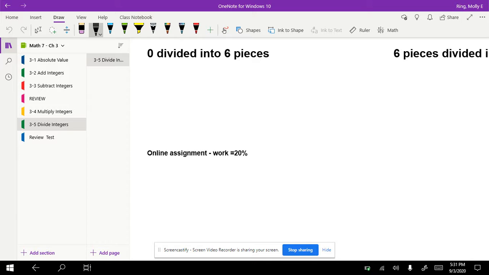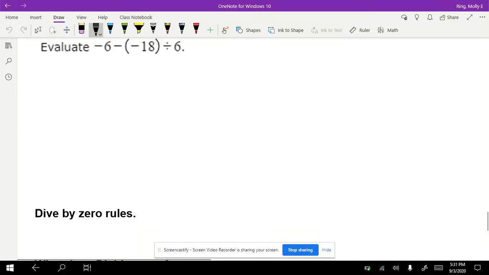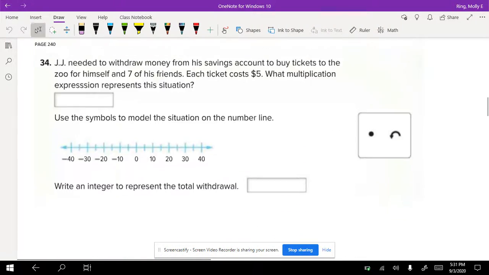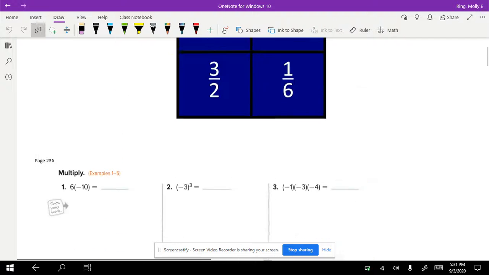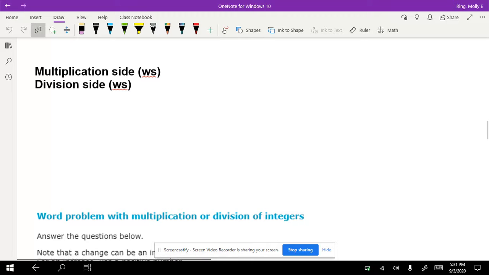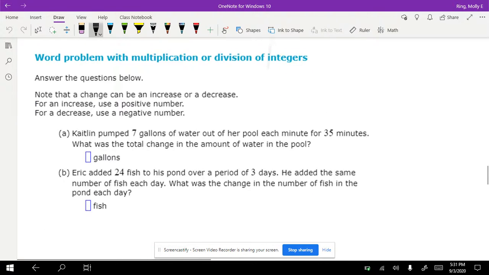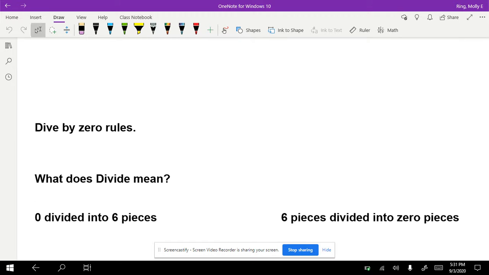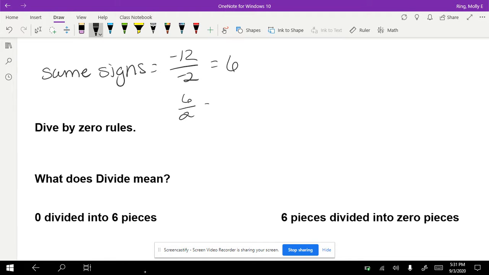Dividing is the same rules, but there are some zeros that are going to come up on our problems. If you continue in the packet, you should see some division rules, which I do not have, so I will come back down here. Those division rules are just like multiplication. When they are the same sign, a negative 12 divided by a negative 2, that's going to result in a positive 6. Much like 6 divided by 2 will get you 3.